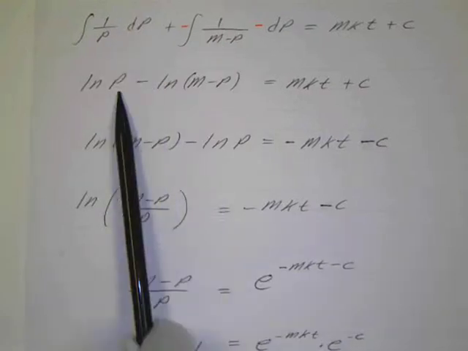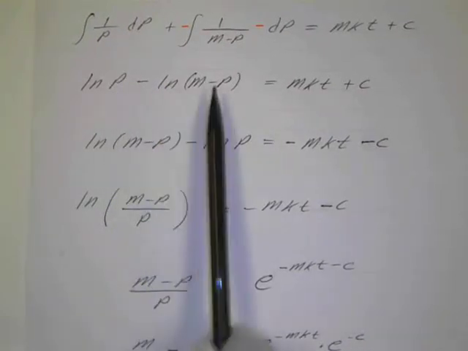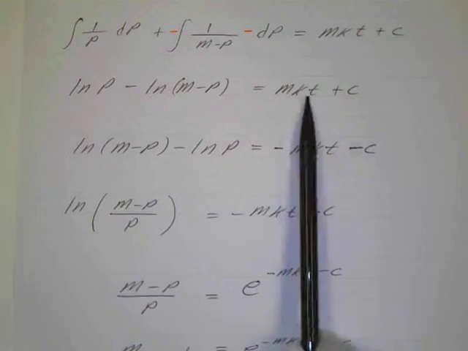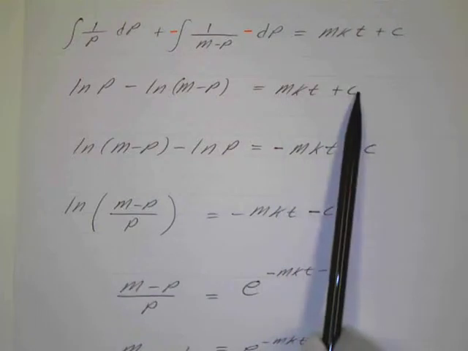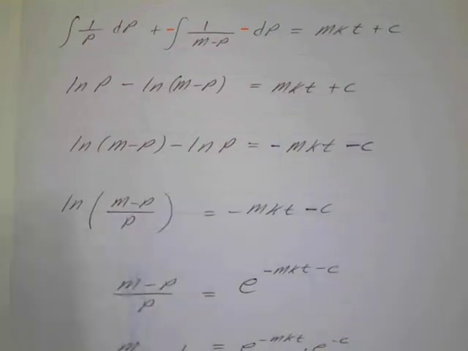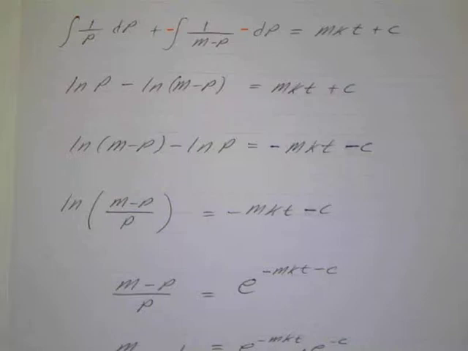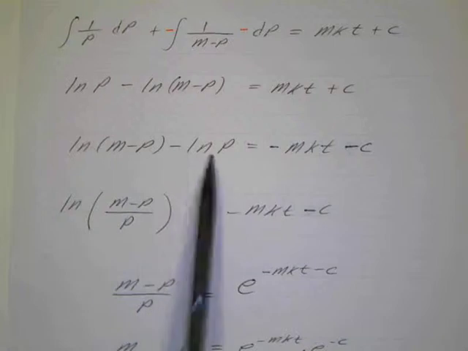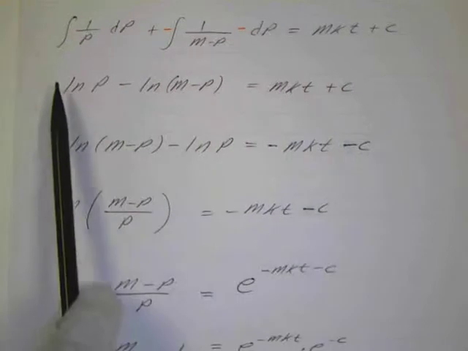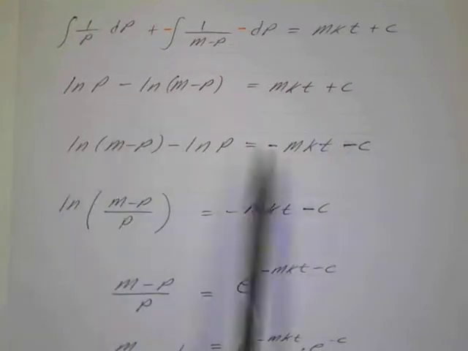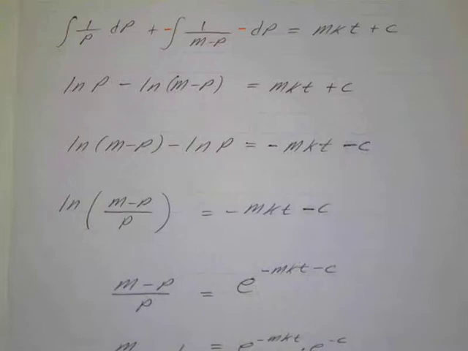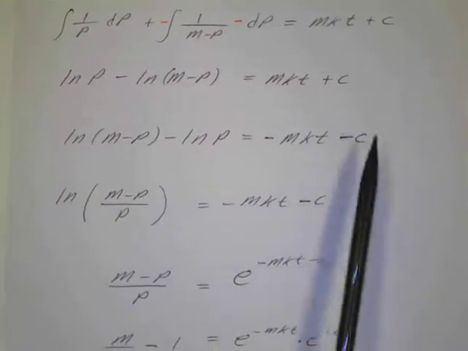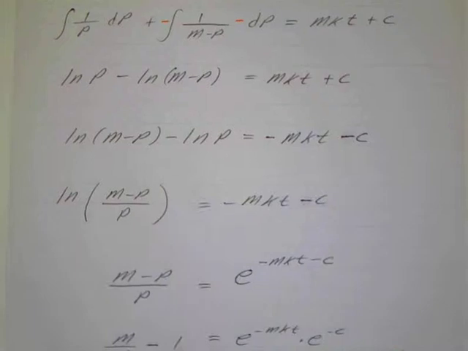So this is the natural log of p, negative the natural log of m minus p, and that equals mkt plus c. Now we're going to want to have this binomial on top, so we can simplify this and make it a lot easier. So we just multiply everything by a negative. So this becomes positive, that becomes negative, so I reverse the order. Negative, positive, negative, negative. Now, the negative of c is going to be absorbed eventually anyway, so it could be positive there. It won't make any difference.